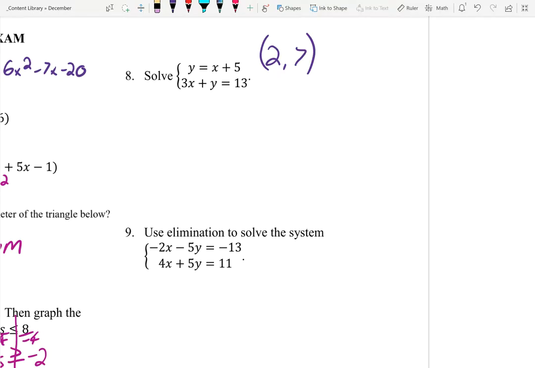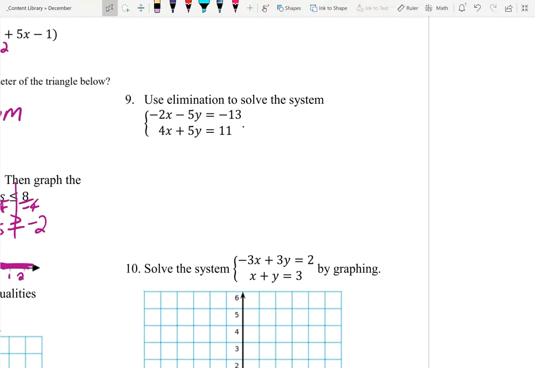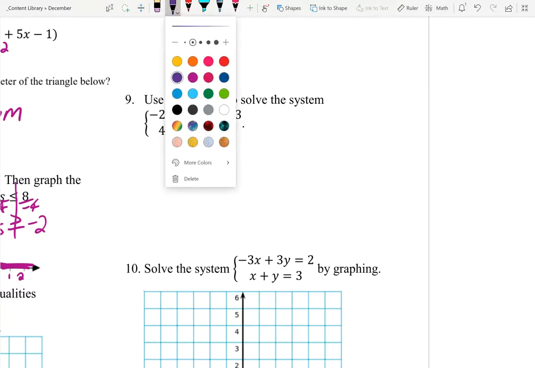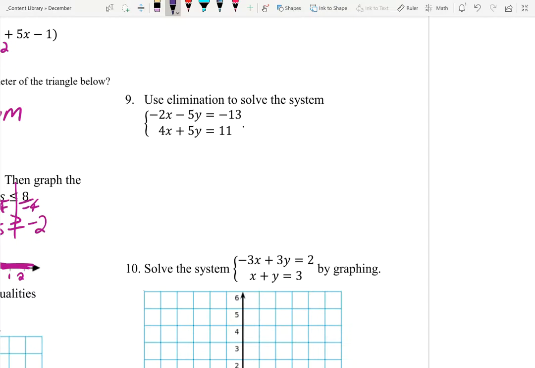All right. Use the elimination method. Now, again, you don't have to use the elimination method. You just have to get the right answer because it's multiple choice. However, the elimination method is by far the fastest and easiest way to do this one. Because for the same reasons as in number 7, if I add these equations together, I'm going to get the y's, in this case, to cancel out. Because negative 5y plus 5y will become 0y and go away.